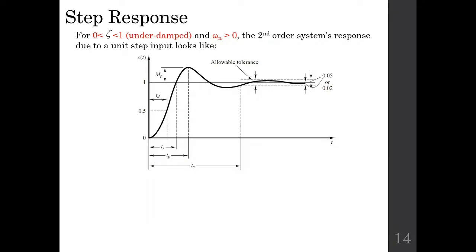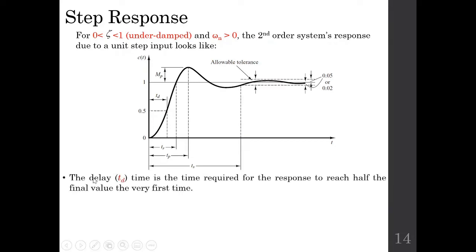Let us say that we want to find out certain parameters in the system's step response. If you are dealing with an underdamped system, then zeta will be greater than 0 and less than 1. Omega n will always be greater than 0. The second order system response due to a unit step input will look like this. Now here we have identified certain things.